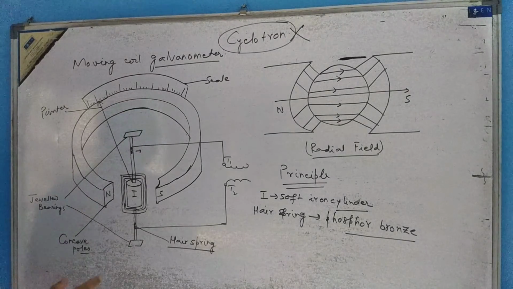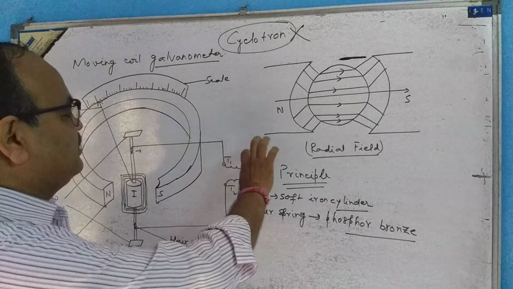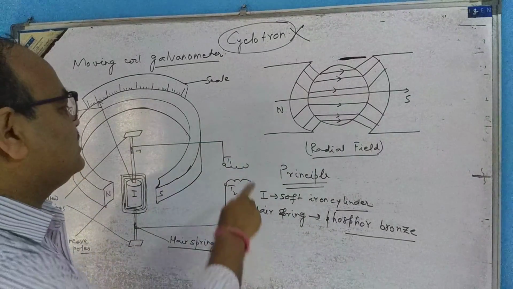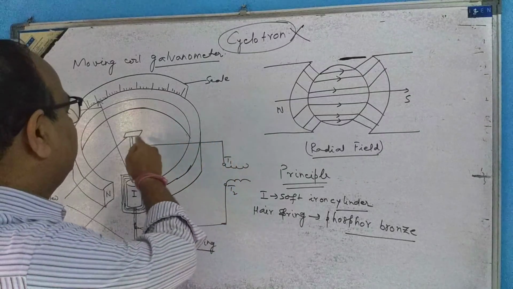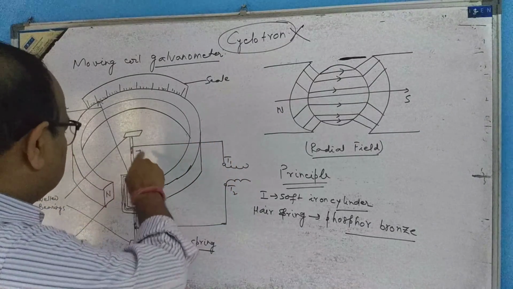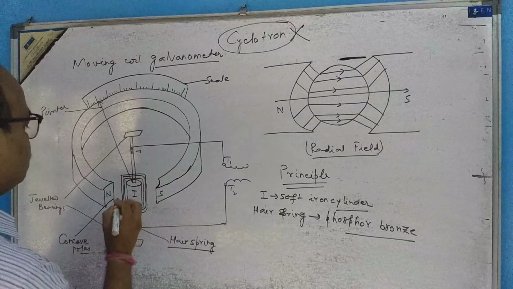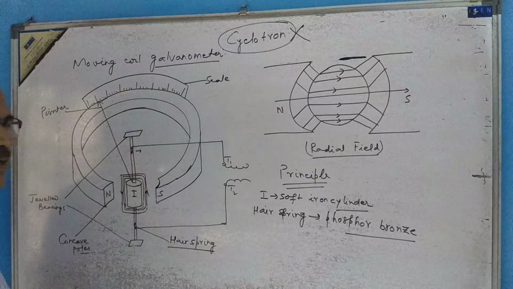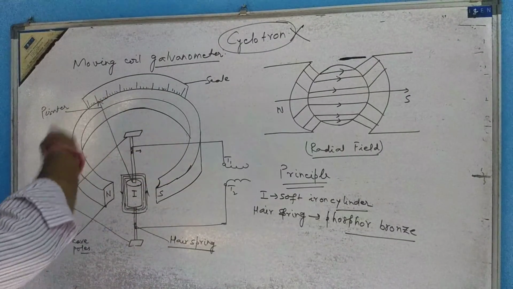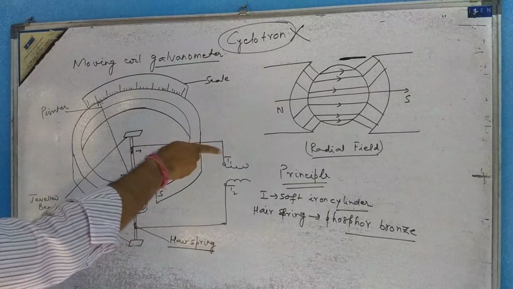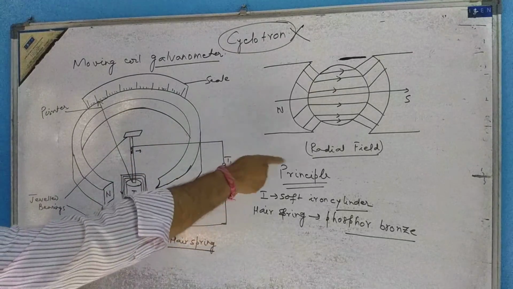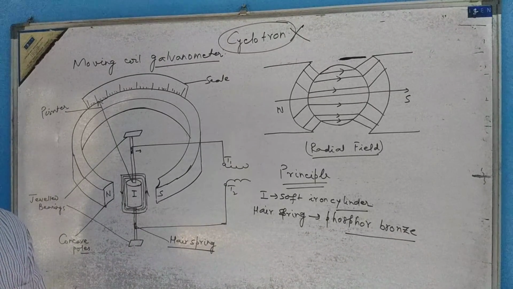Let us suppose these two terminals T1 and T2 are connected to an external circuit, so that the current will enter through T1 and circulate through this. Let us say this is the direction. The current is flowing anti-clockwise like this, flowing through the whole coil, and coming out from here continuously.